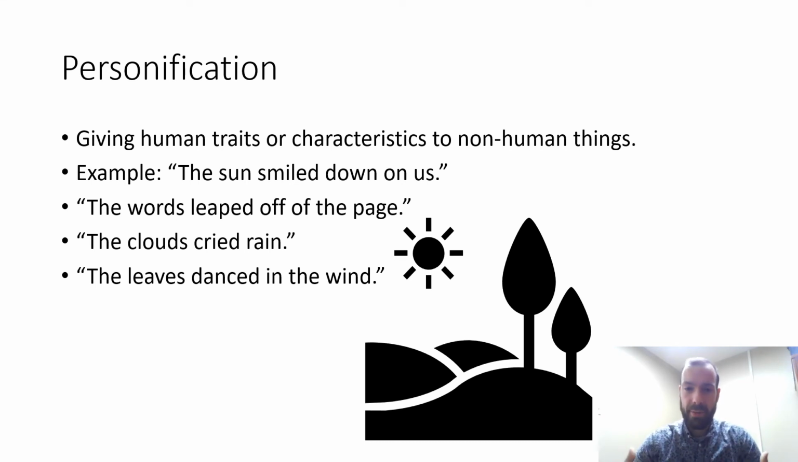The words leaped off of the page. Okay? Words don't literally jump, but we describe them as jumping to show how lively and descriptive they are. The clouds cried rain. This is very poetic, and it's just describing how rain is kind of like human tears. So it's making the clouds and the rain seem more human by giving them human characteristics or actions. The leaves danced in the wind. So this is describing how the leaves are moving, and it's using a very human action of dancing to do that.